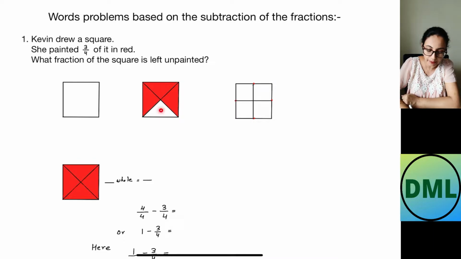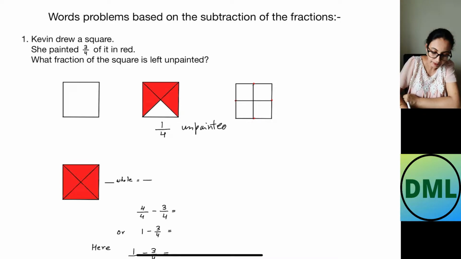Now how do I represent this as a fraction? The total number of parts is 4. How many parts are unshaded? 1 part, right? Write down 1 in the numerator. So that means 1/4 of the square is unpainted, right? But how do we get this answer?